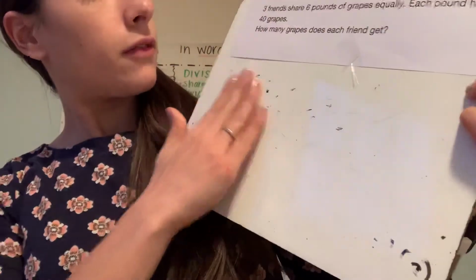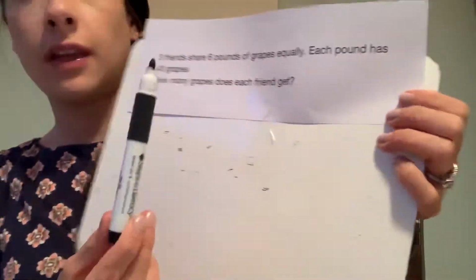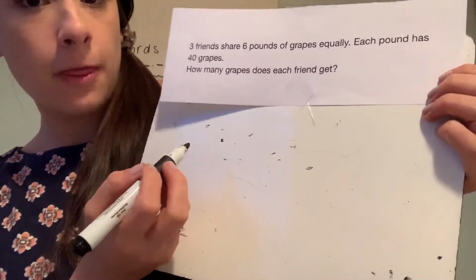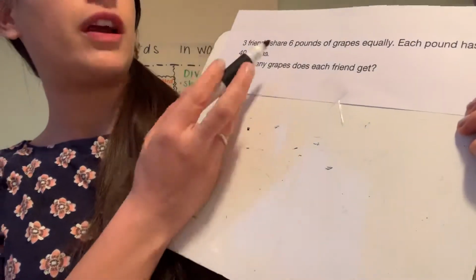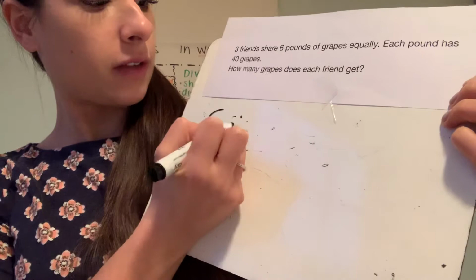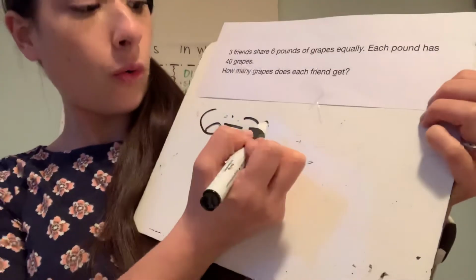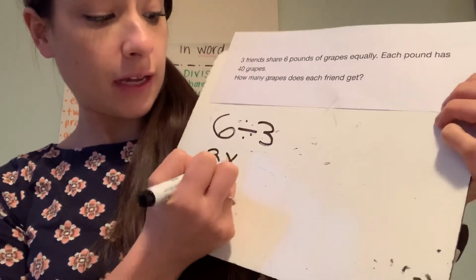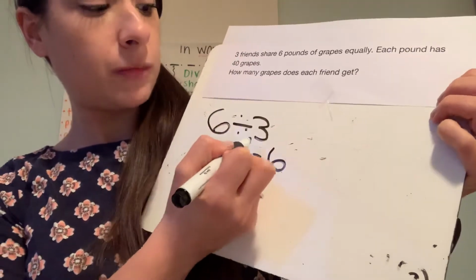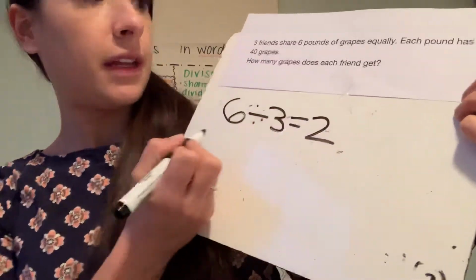Let's try the next one. Three friends share 6 pounds of grapes equally. So I'm going to just pause right there. If I have 3 friends and they share 6 pounds of grapes, it's a lot of grapes, 6 divided by 3 friends, or 3 times what number equals 6. So I know 3 times 2 equals 6, so 6 divided by 3 equals 2.